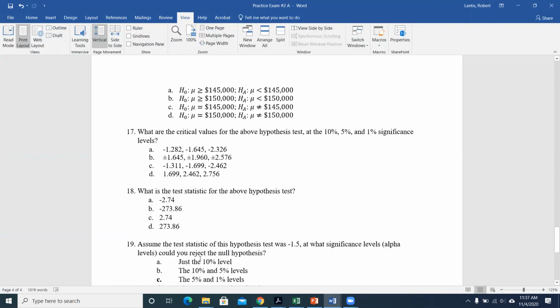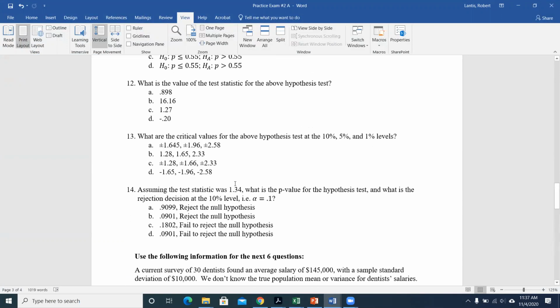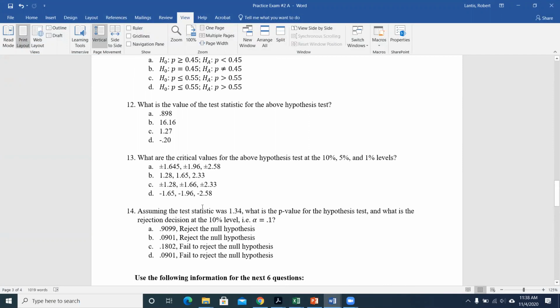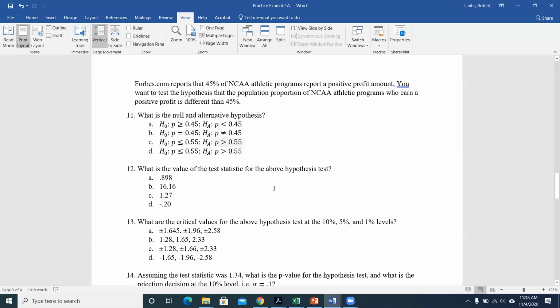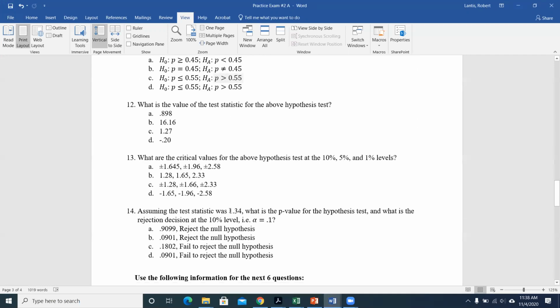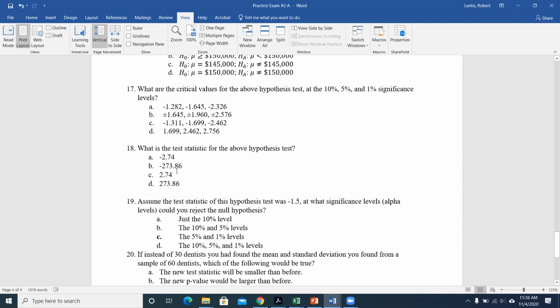So a lot more so than the first exam, a lot of these problems are going to ask you a question and then assume the test statistic was this, or assume the p-value you found was this. What is the rejection decision? I'll give you a lot. Even though they're all using the same starting information, make sure you read the questions to see whether I gave you an assumed true value that you're now working with, so everybody's starting at the same place. But yeah, I think that covered everything except for the test statistic.